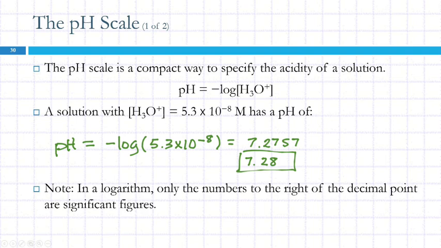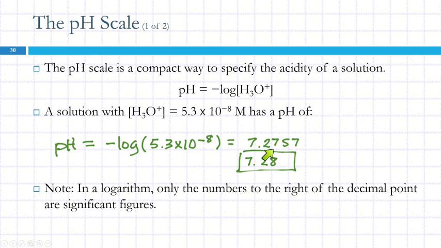Are the calculators cooperating? Any questions? Sig figs. So this had 2 sig figs. This looks like it has 3, right? But we got a little note down here. In a logarithm, only the numbers to the right of the decimal point are significant figures. I'm not going to try to trick you or beat you over the head with that, but I do want to explain it to you.